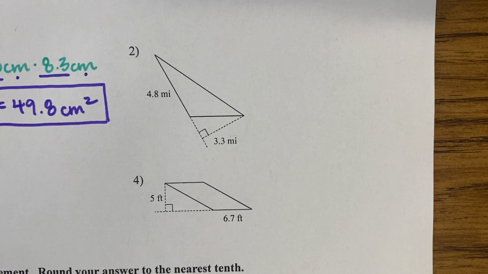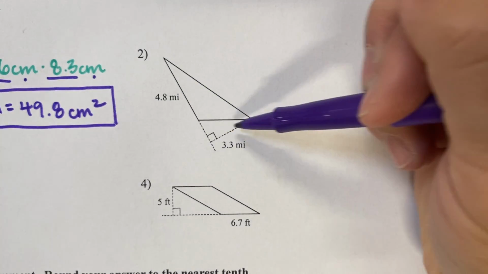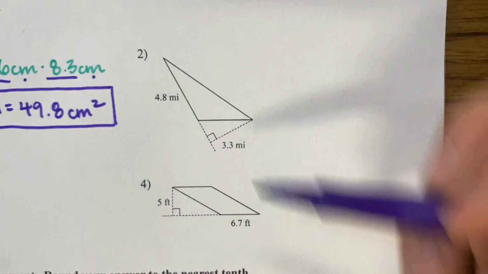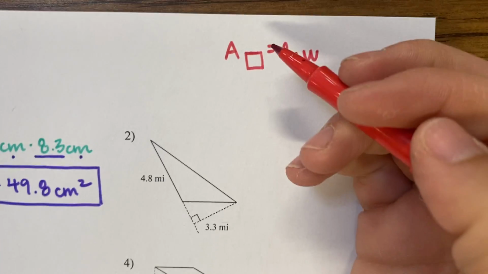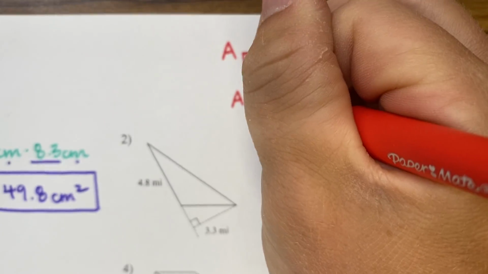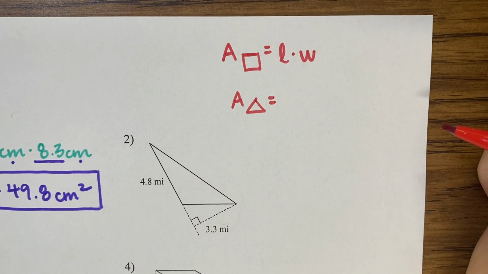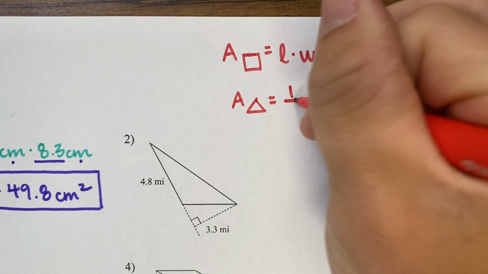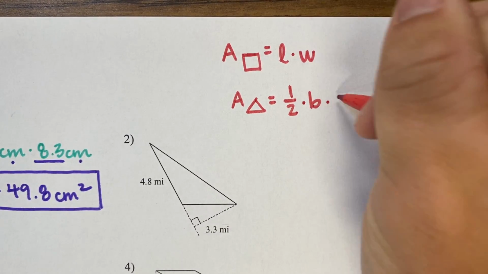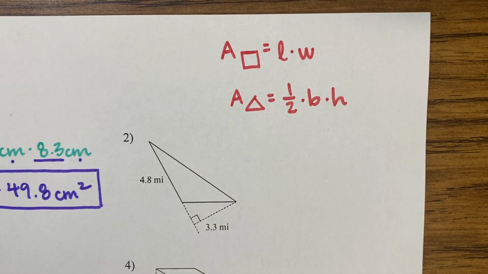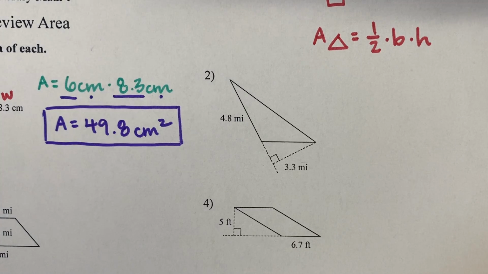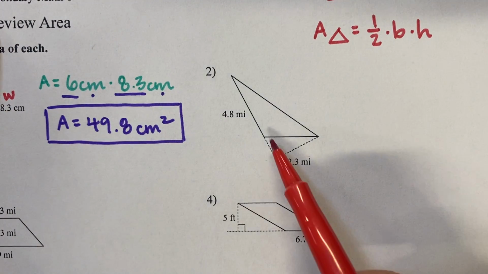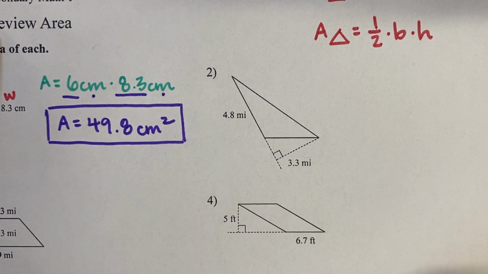All right, number 2. What shape are we dealing with in number 2? A 3-sided shape is a what? It's a triangle. So let's go ahead and write down our area formula for a triangle. This is equal to 1/2 times base times our height. Okay, so let's go ahead and identify what we need. We need a base and our height. Okay, well, what is my base, my bottom of my triangle?